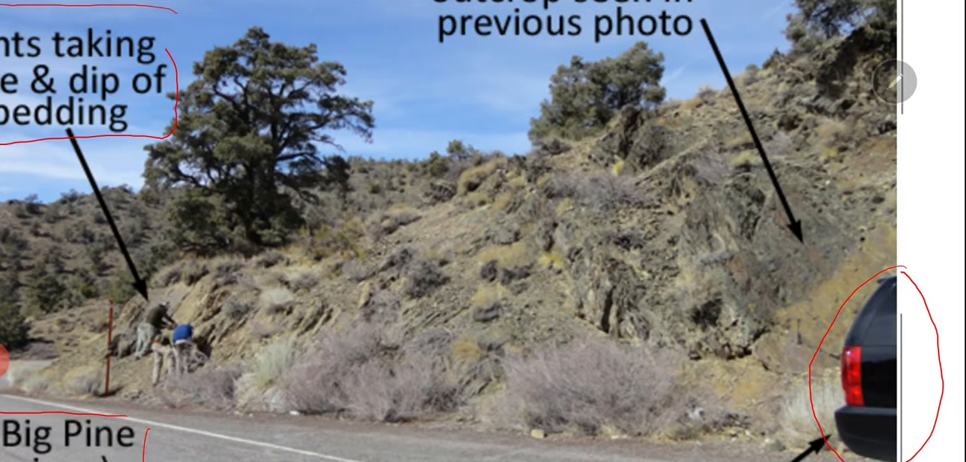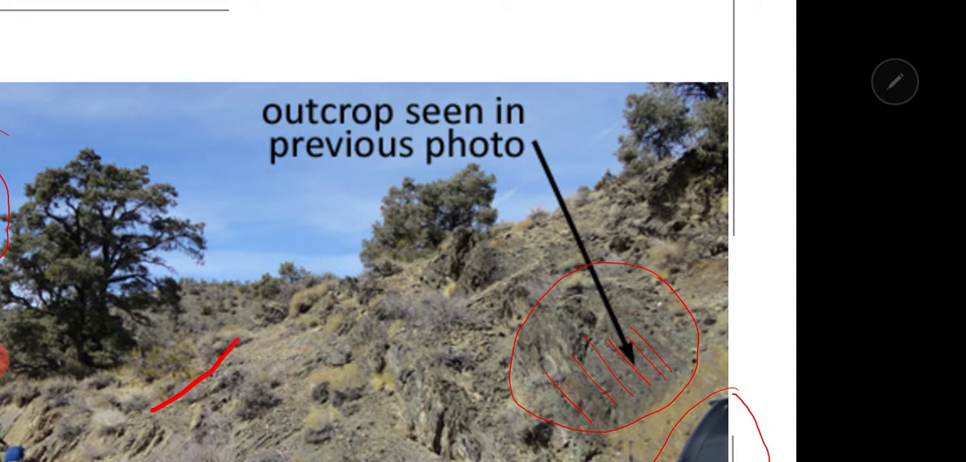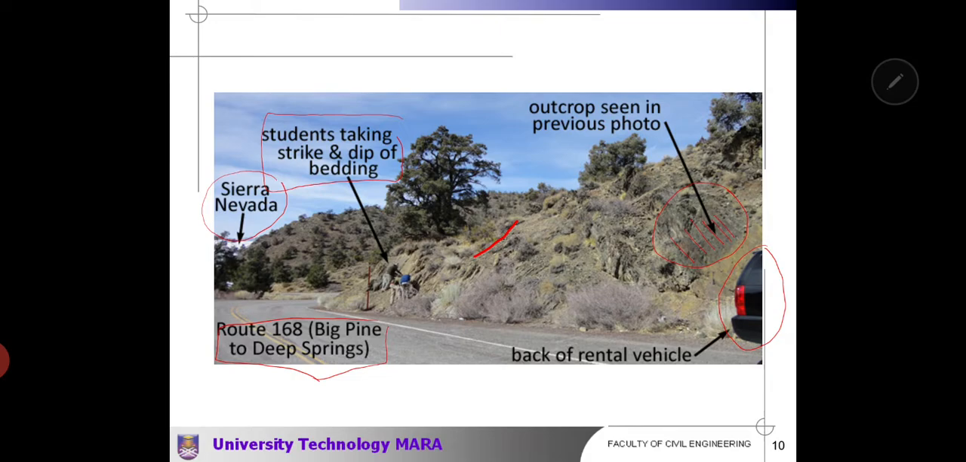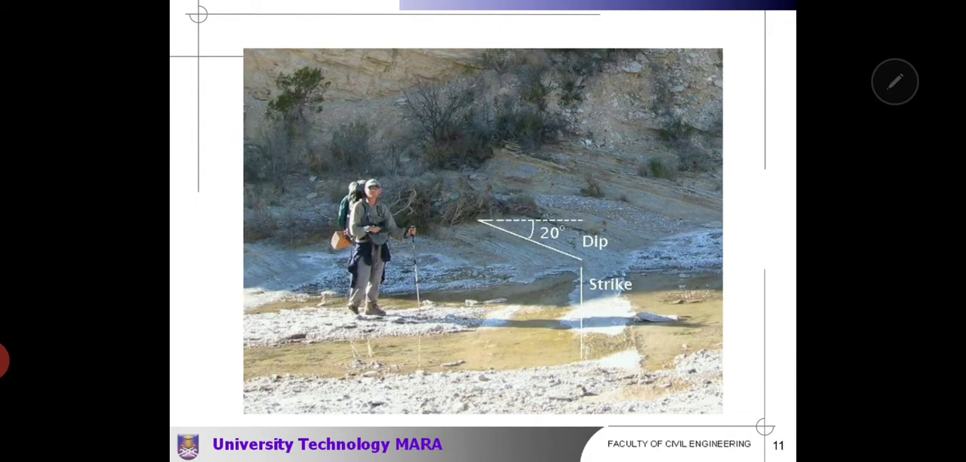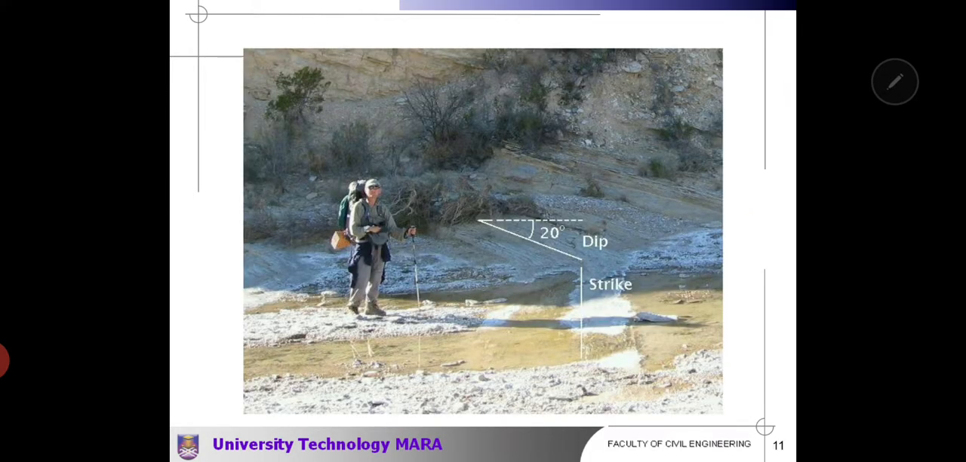Near this one, we have outcrops that show very clear bedding, and that can also be used to measure the dip angle. What else do you need to know about strike and dip? This is also another example where you can use a compass to measure dip and strike. And that is all for strike and dip.